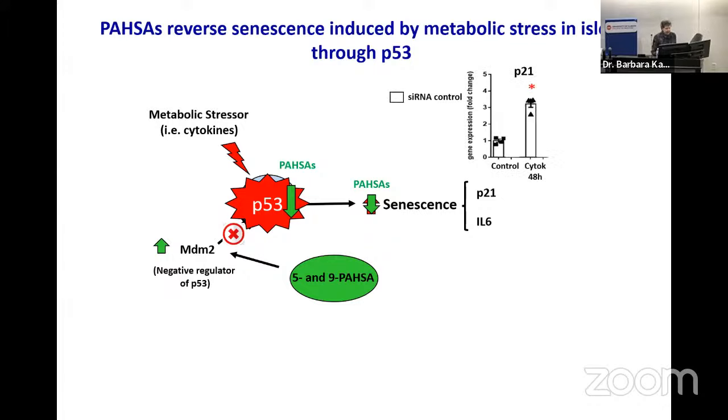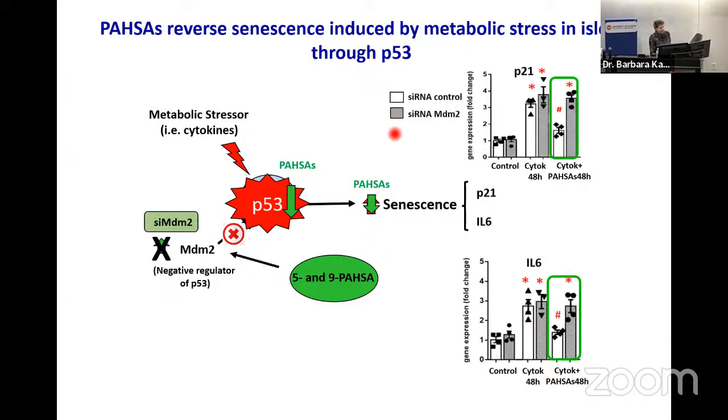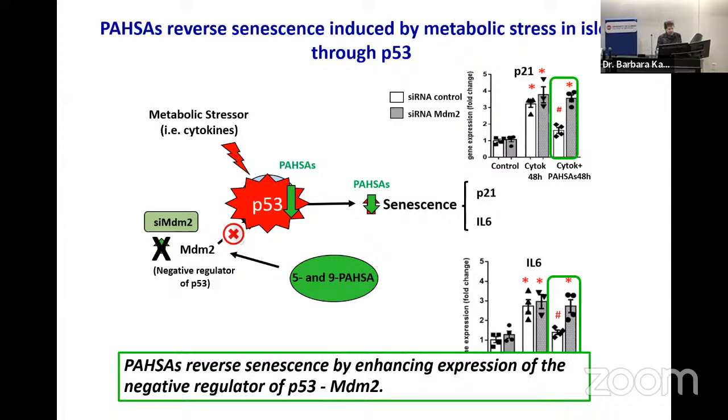Well, we used siRNA. So here are islets in a dish, and you can see cytokines induce this marker of senescence, P21. They also induce this marker of SAPs, IL-6, and PASA treatment prevents that induction for both the P21 and the IL-6. Now, what happens if we treat with siRNA to MDM2? We no longer have the protective effects of the PASA on P21 or IL-6. So PASAs reverse senescence by enhancing expression of the negative regulator of P53, MDM2.